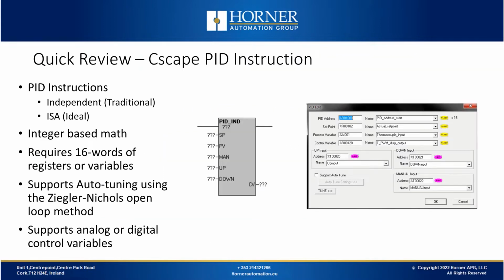Now let's talk about the Horner PID instruction. We have two variations available, an independent version and an ISA version. It's based on integer-based math. You don't have to have floating point capability to do an excellent job of doing PID control. Our PID instruction requires that you allocate 16 registers or an array of 16 variables to it as additional resources. The algorithm supports auto-tuning using a modified version of the Ziegler-Nichols open loop method. The PID instruction can be used to control either digital or analog values.